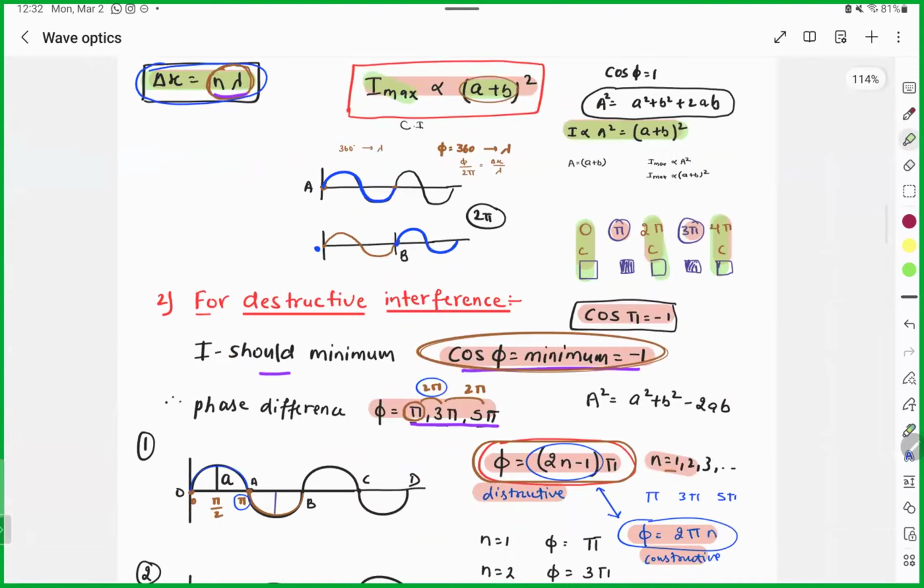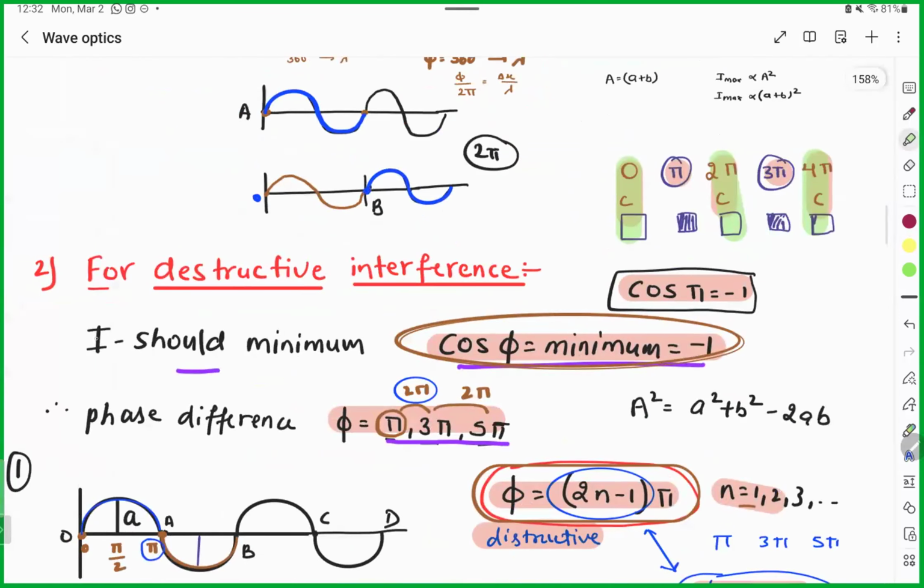Destructive is the opposite of constructive, no need to read it separately. How? At destructive, intensity should be minimum. It means this should be cos phi, and your cos phi value should be -1. And when we get the -1 value, it is 180 degree. What is the value of cos 180 degree, Chandana? So -1. Because, guys, cos 0 is 1, cos 90 is 0, cos 180 is -1. Opposite of 0, as simple as that.